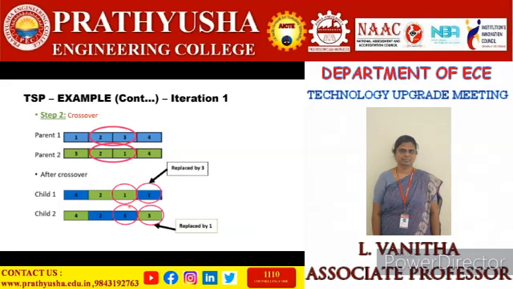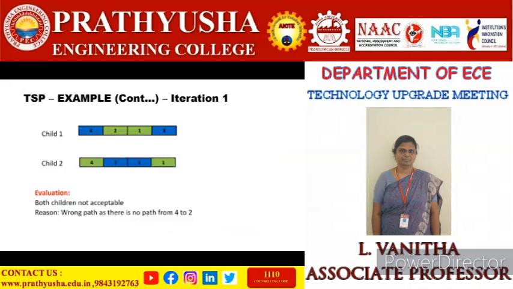After crossover, we can see here that two genes, that is values, appear to be the same. Therefore, one value is replaced by the missing value. In this case, since 3 is missing, we replaced 1 by 3. And in this case, 3 is replaced by 1. Hence, we have obtained child 1 and child 2.